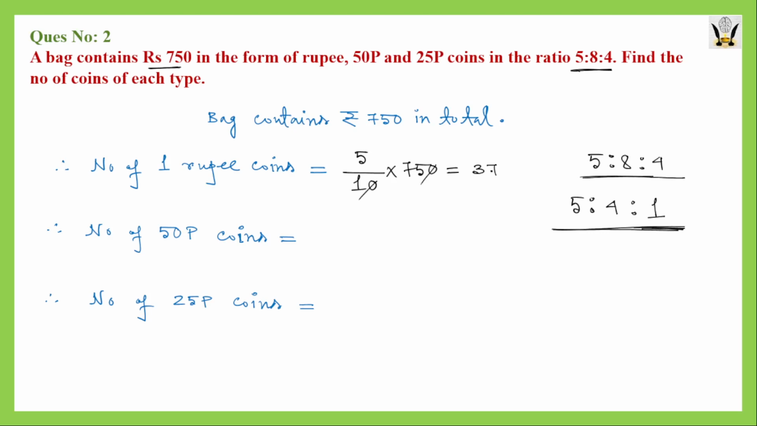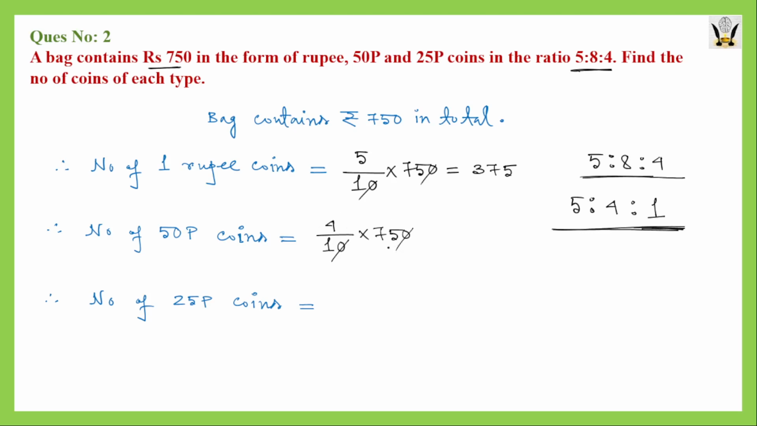And since we are finding the number of coins, it will be 375 in number for 1 rupee coin. Now for 50 paise coins, the ratio we have is 4 and the total value is 10. So out of 10 it is 4, and that will be multiplied by the total valuation, 750, and the zeros will cancel each other.